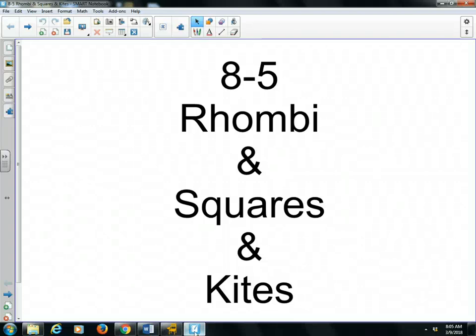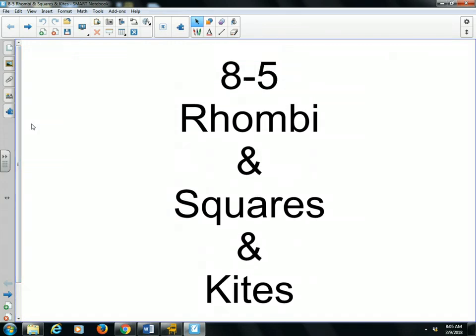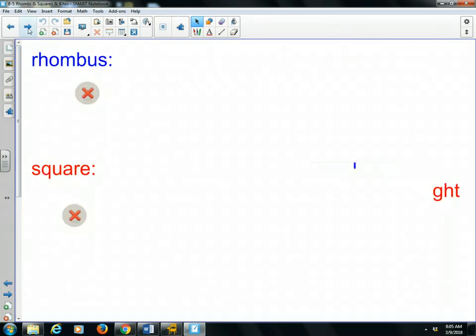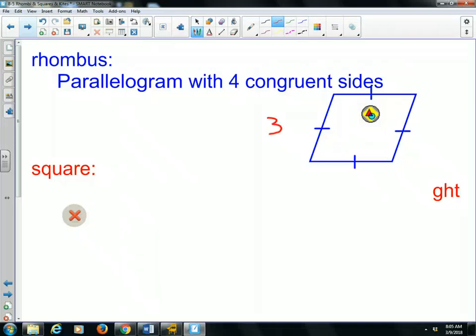We're talking about three different quadrilaterals today: rhombi, squares, and kites. Let's define each of those three right away. A rhombus is a parallelogram, so it contains all the 6 properties of parallelograms. The more specific that we're going to get here is that it also has 4 congruent sides. So a rhombus is a parallelogram, and all 4 sides are the exact same length. So if one side is, let's say, 32 centimeters, then all 4 sides are 32 centimeters.